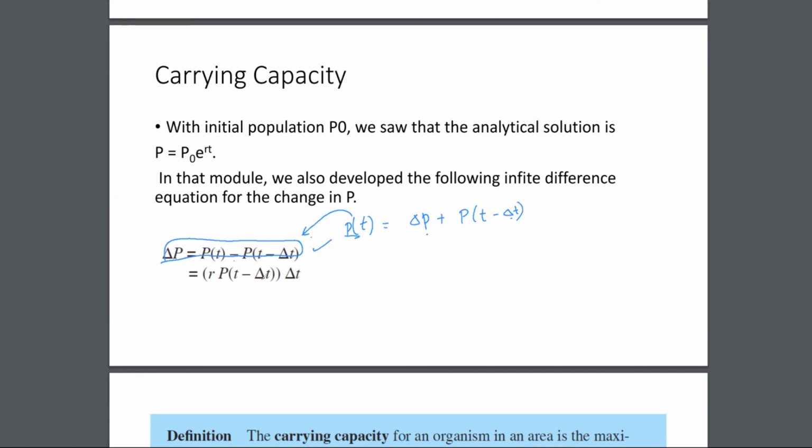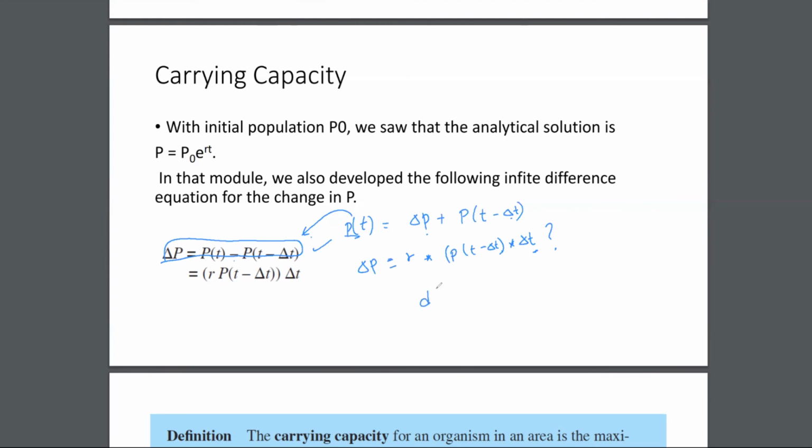And what this equation says is that the change is equivalent to nothing but the rate multiplied by the previous population. The previous population is this, right? And multiplied by delta t. How did I come up with this equation? What does this mean, right? So that's the next question. So this is what we came up with.